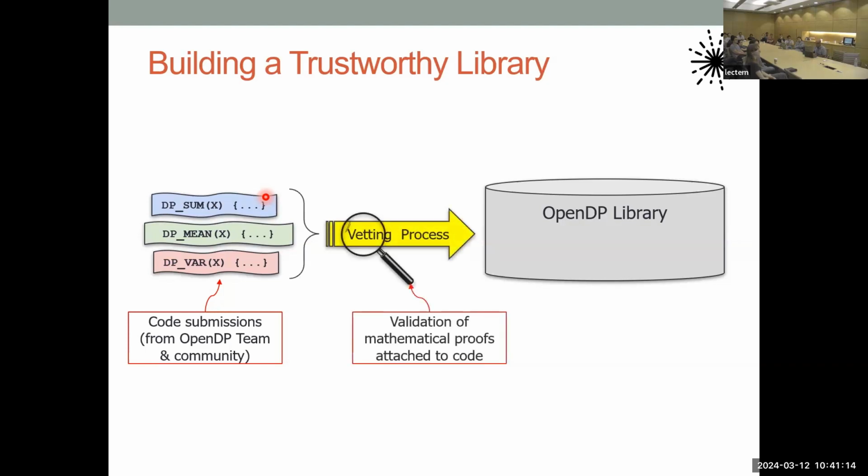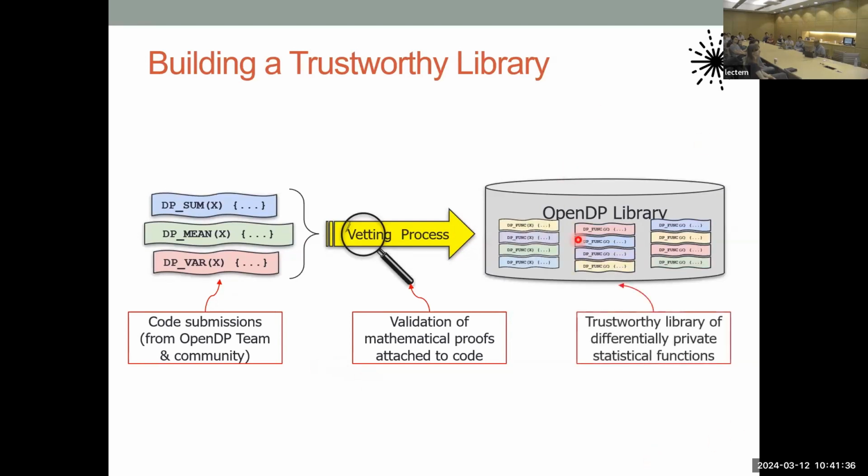And so we have, for each core component of the library, mathematical proofs that are attached to the code. And there's a vetting process by which the privacy properties that are asserted in the code are checked. It's checked that the proof actually validates those, and only through that do the things become part of the vetted part of the OpenDP library.